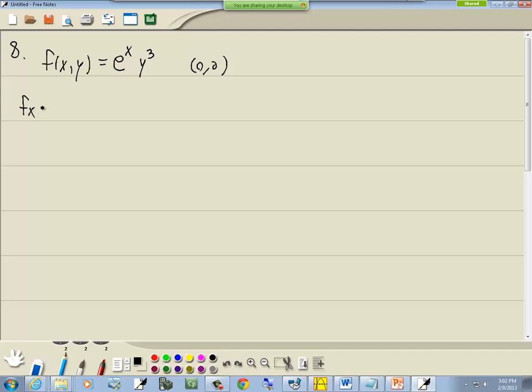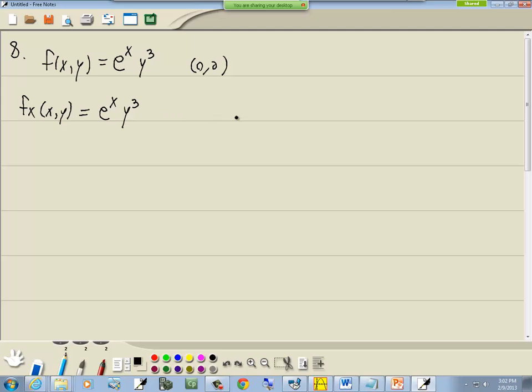So I take the partial with respect to x. Well, y to the third we treat as a constant, so it just remains, but the derivative of e to the x is e to the x. It's not a very exciting one.